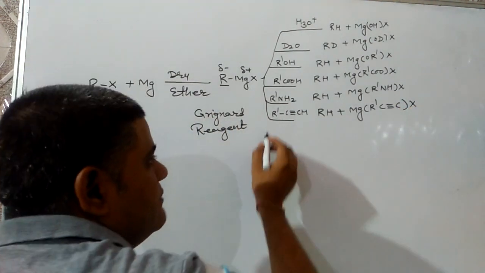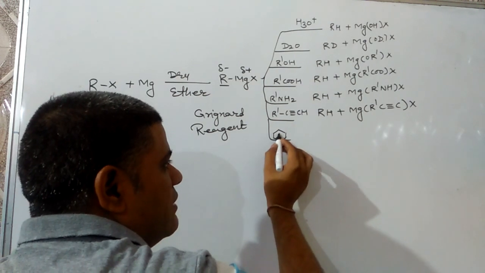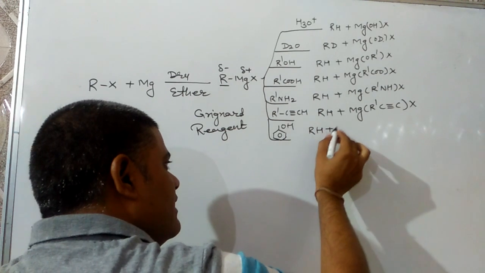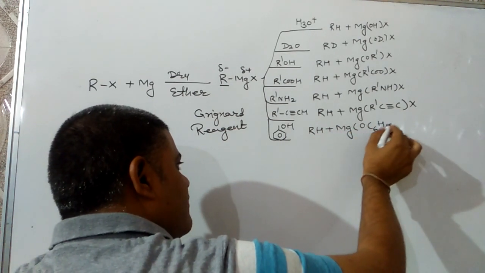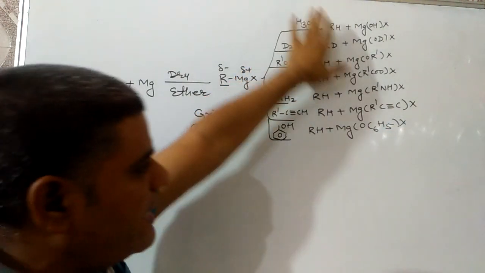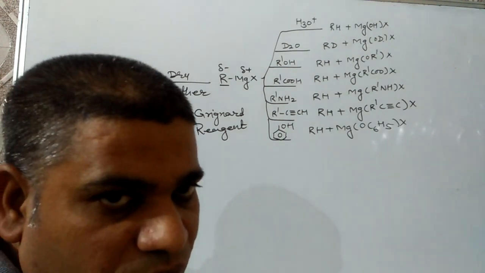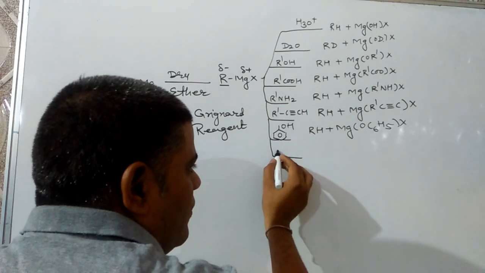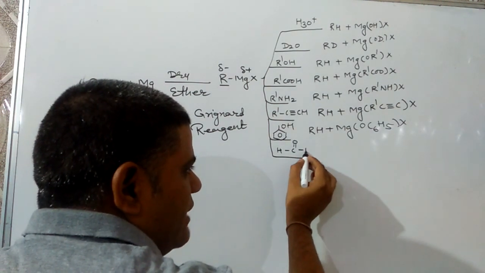Next is reaction with phenol. Here too, the product formed will be alkane plus Mg(O-C6H5)X. In all these reactions, alkane will be formed, and the number of carbon atoms in the alkane will be equal to the number of carbon atoms in the Grignard reagent. Next, I am going to discuss nucleophilic addition of aldehydes and ketones with Grignard reagent.